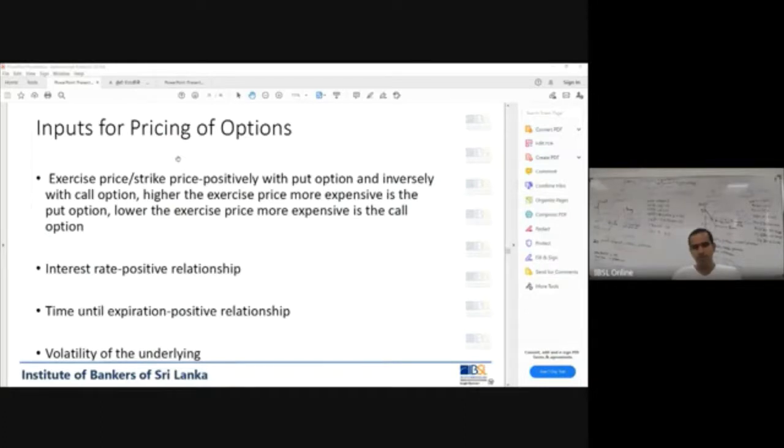Then volatility. Now, volatility means the risk. So if the risk is high, then your premium will also be high, because options are used to hedge risk. If the risk is high, you have to pay more to hedge your risk.